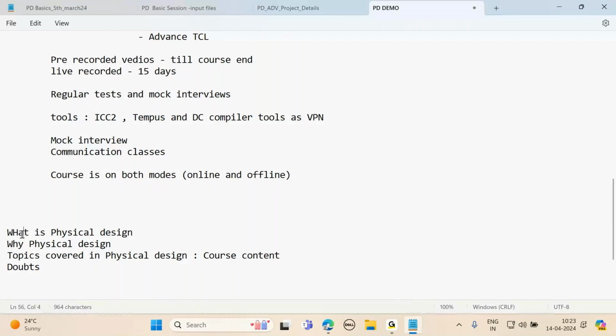Even 25 will not attend at a time, right? What we are doing here is we give them the recorded videos, live recorded videos. So most of them will depend on these recorded videos. They will not attend the classes themselves because anyhow they are getting recorded videos. They will sit in the night and they will watch the videos. They will complete the course.